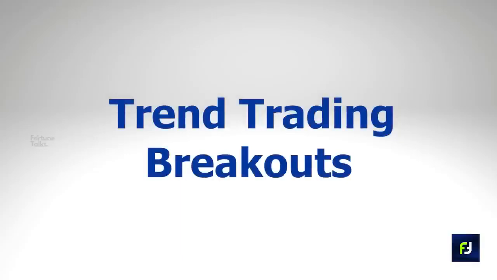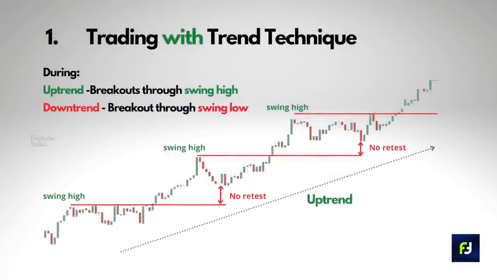Right now, in this scenario, you want to trade breakouts instead of pullbacks. This type of breakout trading strategy is called the trend trading breakout strategy. Here you can either trade the break of the swing high or swing low depending on the type of trend the market is in. Let's see how this works with an example.